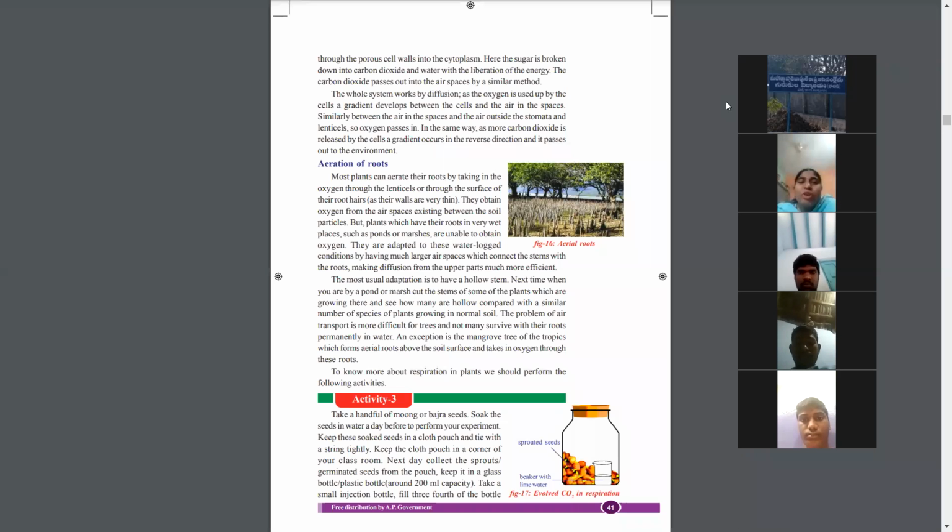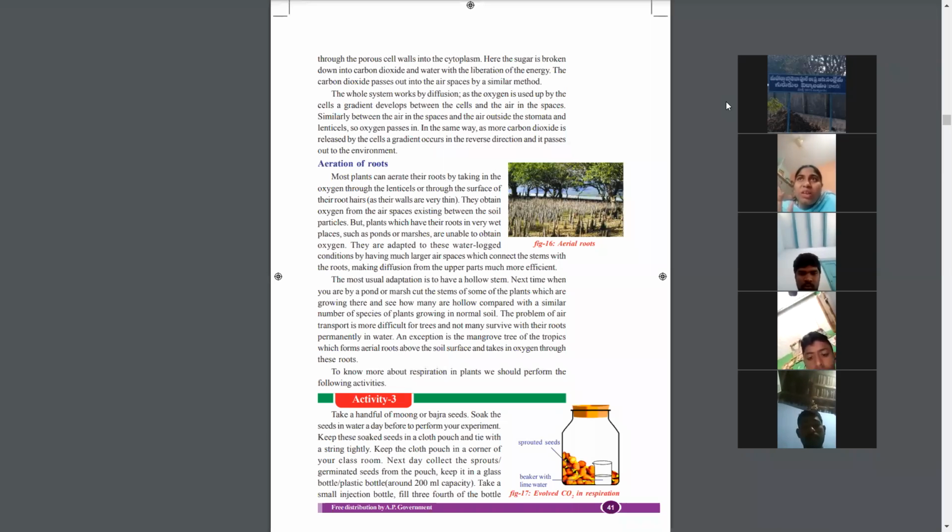Okay. So in the previous classes, we have seen how respiration takes place in plants. In today's class, we'll see how the supply of oxygen takes place in the roots. Okay, the root system. So first, we'll see aeration of the roots. Aeration means supply of oxygen. So how is oxygen supplied to the roots in the case of plants?